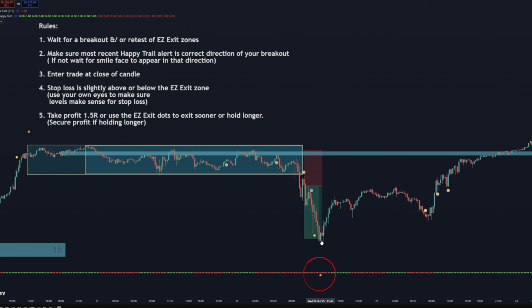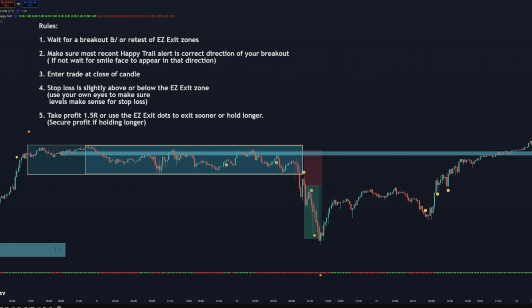In this case, my orange dot actually came just as I was getting my 1.5. So at the close of this candle, as I hit my 1.5, I actually got the orange dot, which was perfect timing, and that's where I got out. Now, hypothetically, if this were only a 1.2R and this orange dot had printed, I would have closed my trade there because the orange dot is signaling that something is coming soon.